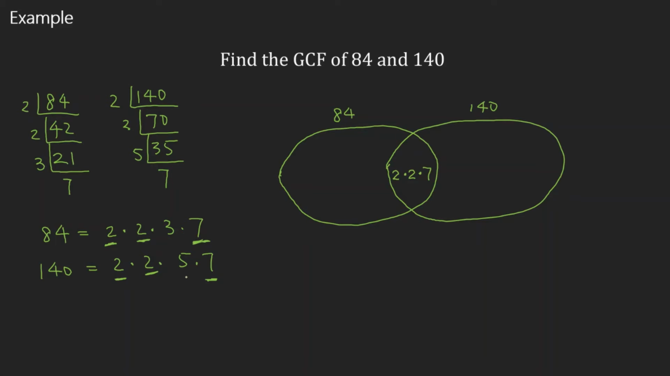Then we're left with 3 and 5. Okay? So 3 is unique only to 84. So 3 will be sitting here. It cannot be in the overlapping region because although it is part of 84, it is not part of 140. So it will be here. Similarly, number 5 will be in this region because it's only unique to 140. Right? So you can see the overlapping region has 2 times 2 times 7, and that is our greatest common factor, which is 28.